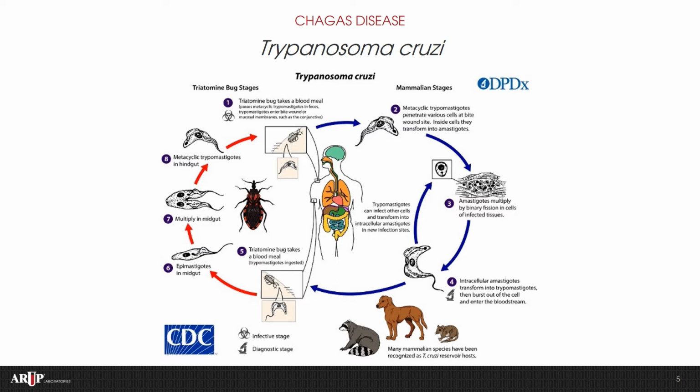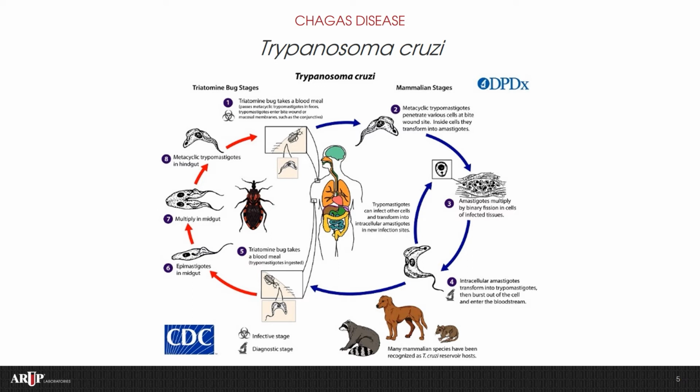Trypomastigotes enter the host through the bite wound or through mucosal membranes such as the conjunctiva. Inside the host, the trypomastigotes invade cells near the site of inoculation, where they become intracellular amastigotes. The amastigotes multiply by binary fission and become trypomastigotes, which are then released into the circulation as bloodstream trypomastigotes. Trypomastigotes infect cells of various tissues and transform into intracellular amastigotes in new infection sites.